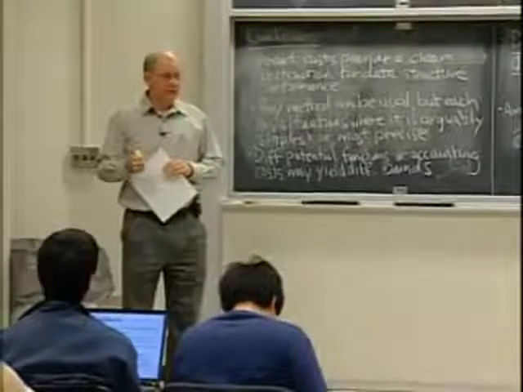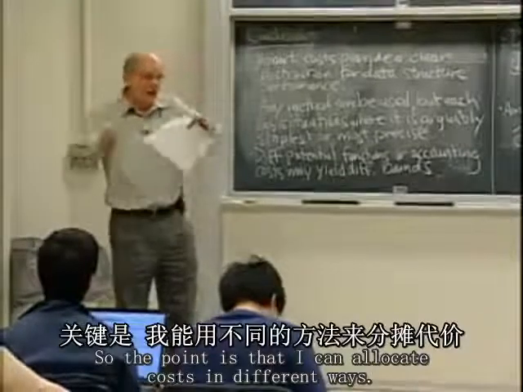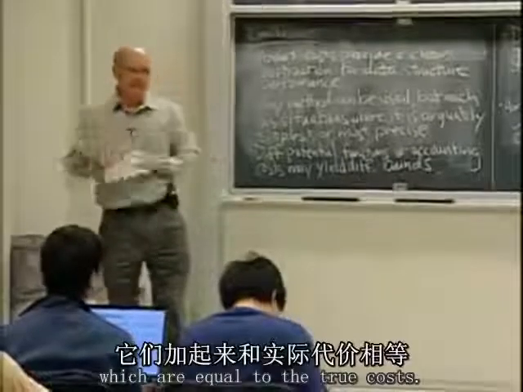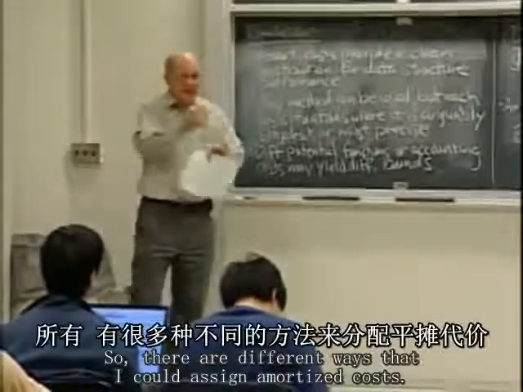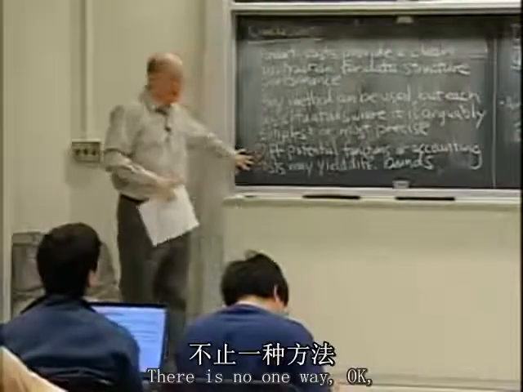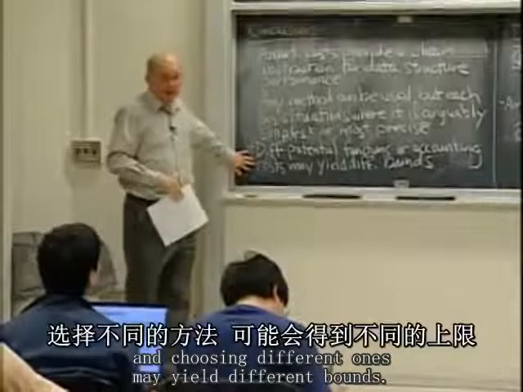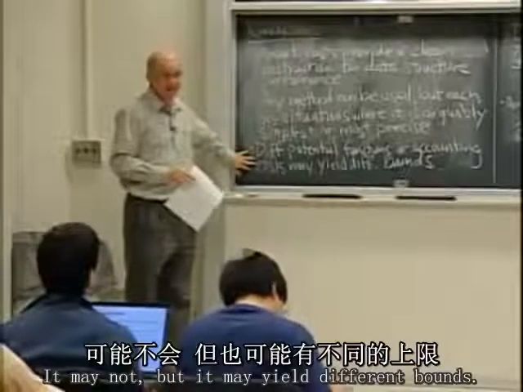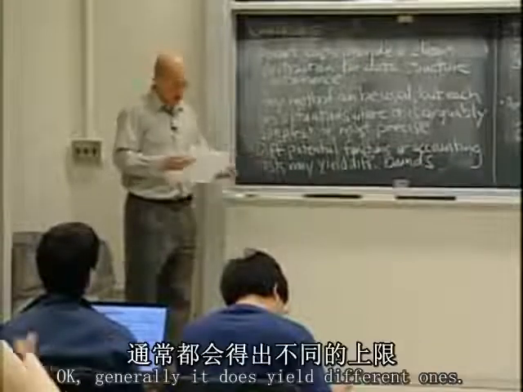So the point is that I can allocate costs in different ways, or I could have amortized costs which are equal to the true costs. So there are different ways that I could assign amortized costs. There's no one way, and choosing different ones may yield different bounds. May not, but it may yield different bounds. Generally, it does yield different bounds.